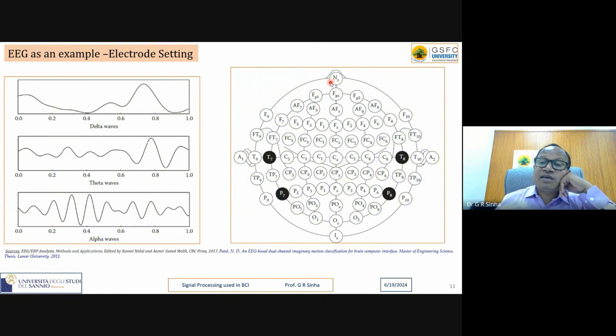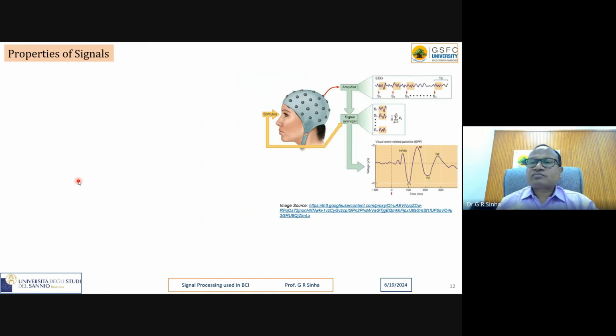And the concept is the same here. Let us not repeat. Central points are all Z, this side all even numbers, and this side all odd numbers. And I have already explained delta wave, theta wave, and alpha wave. When you compare delta, theta, and alpha, you will find that alpha has the highest frequency. Theta is higher than delta, and delta has the lowest.